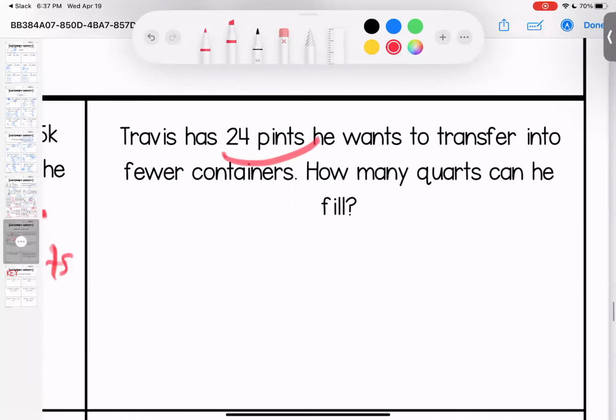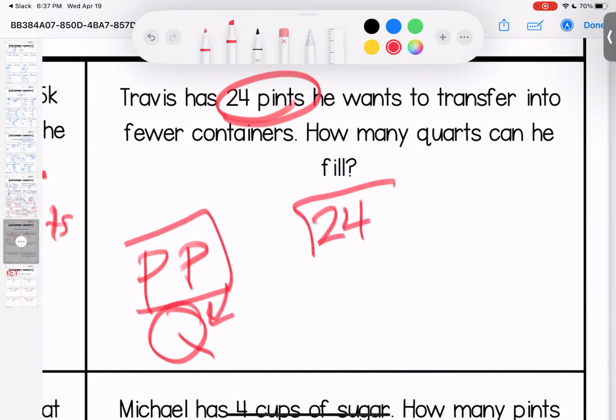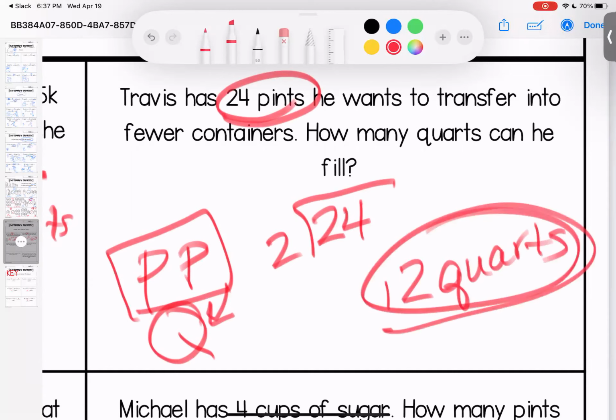Travis has 24 pints he wants to transfer into fewer containers. How many quarts can he fill? Pints and quarts. Here we go. So if I have 24 pints and I want to fill quarts, there are 2 pints in each quart. 2 goes into 24 12 times. He can fill 12 quarts.